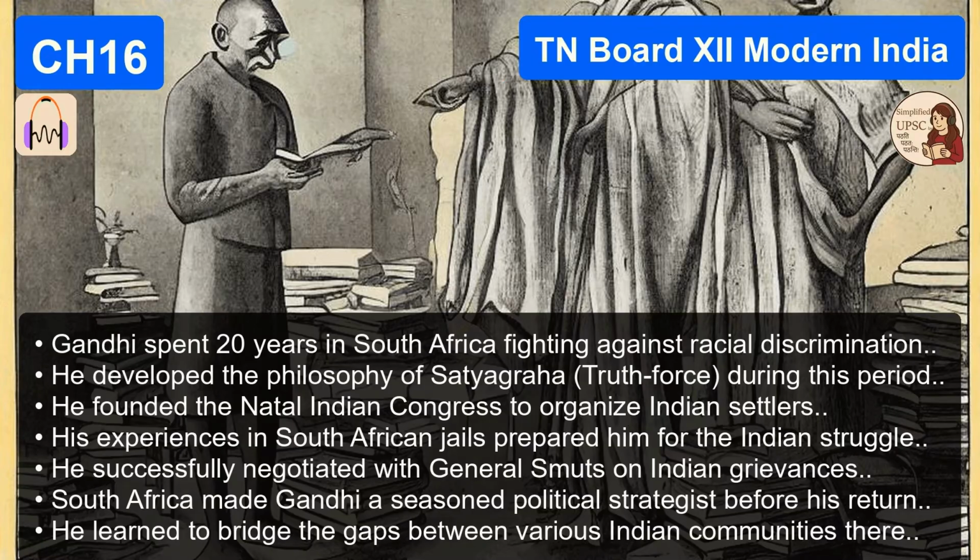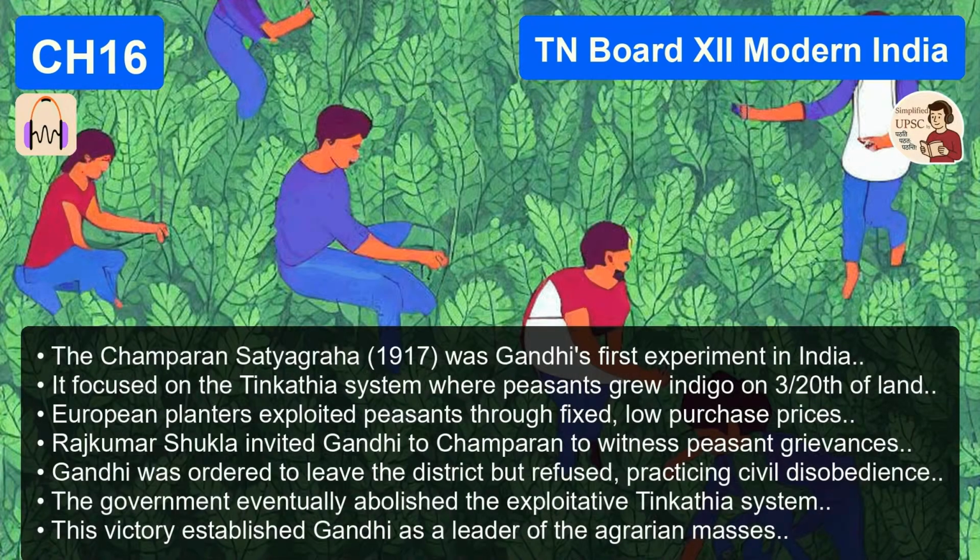It did. They actually set up a committee of inquiry, and they made Gandhi a member of it. In the end, the Tinkathia system was abolished. It was a huge victory. So that's the first test case. Then comes 1918. Two events here, right?